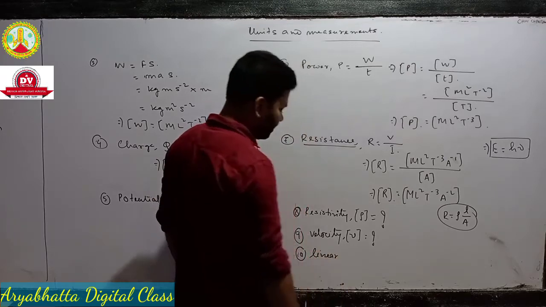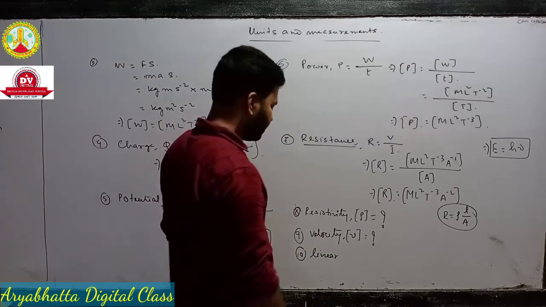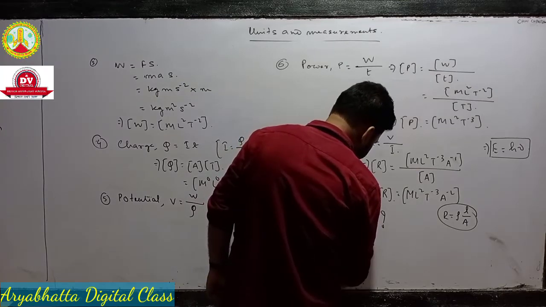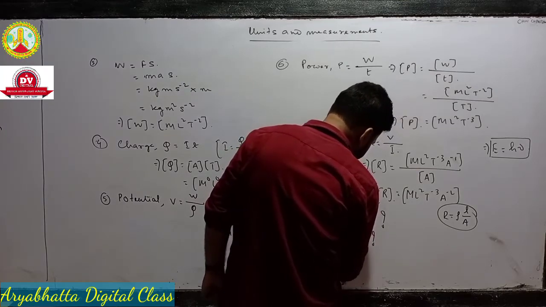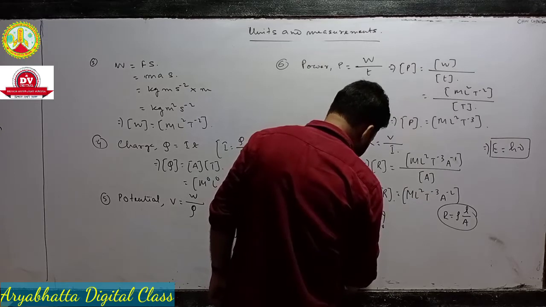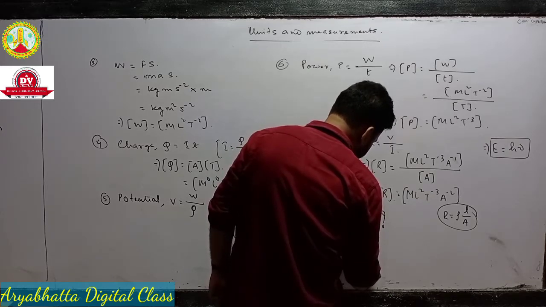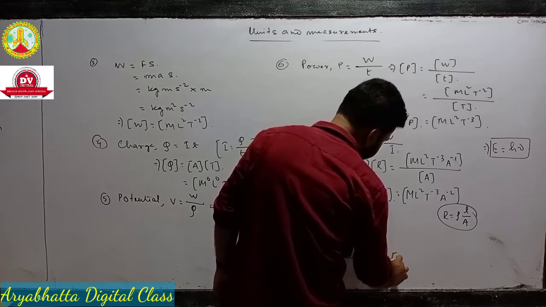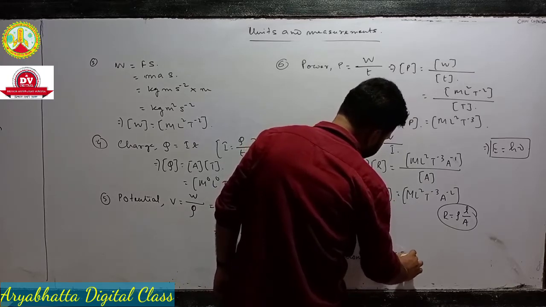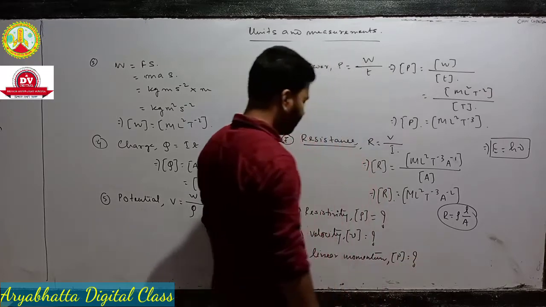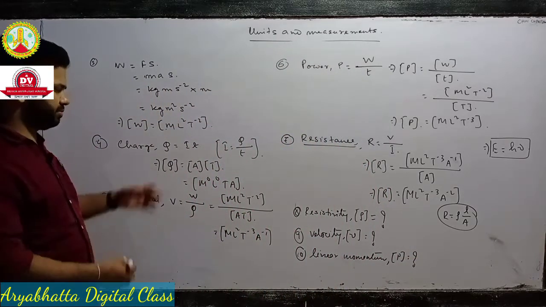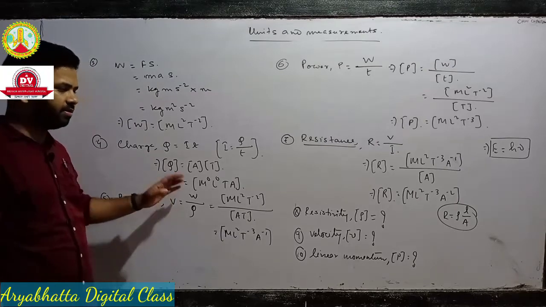Linear momentum in Assamese is the term bhorbeg. Okay, so linear momentum is represented by p. So try to find out the dimension of p also. So linear momentum and all these things. The only thing you have to know is the formula.